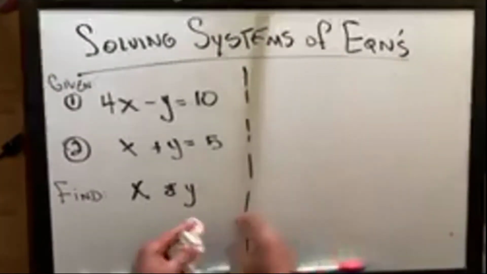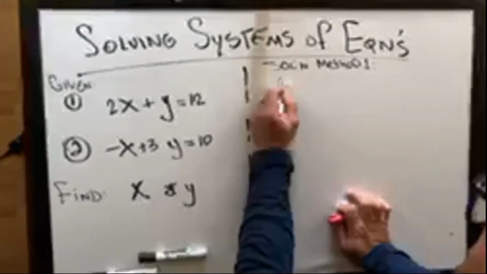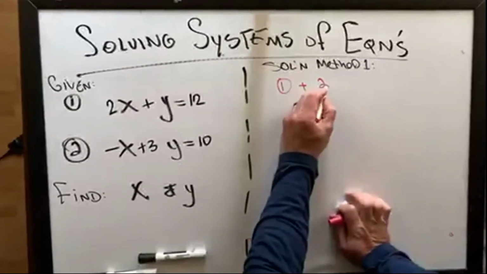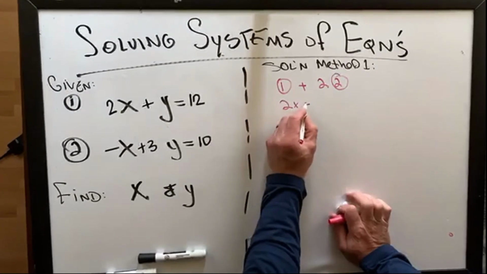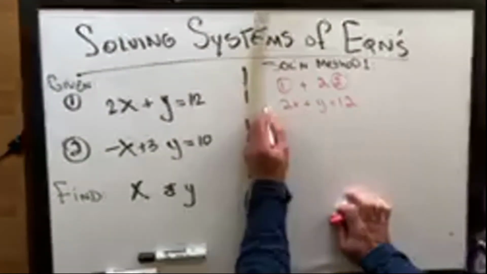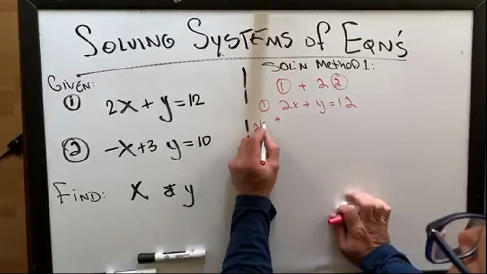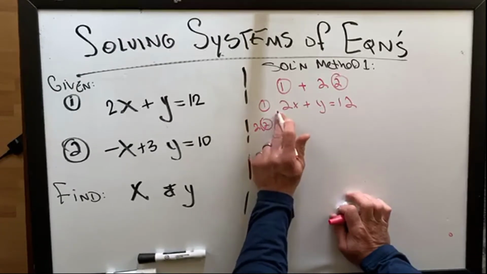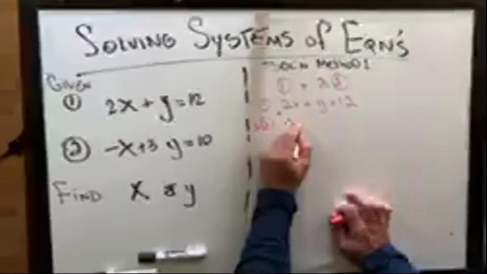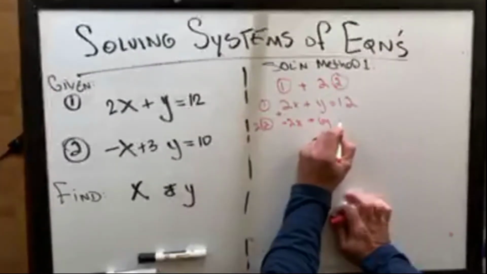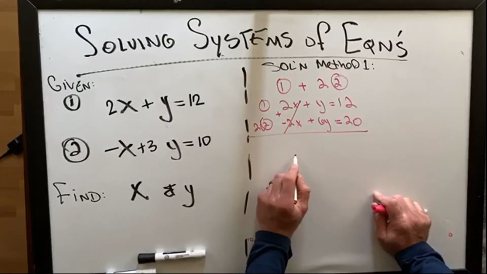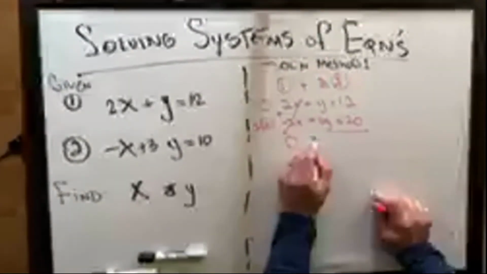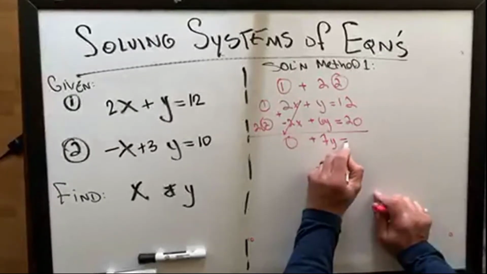So maybe we can change this equation up and do one more, and I'll solve it using the other method. I think I'm going to use method number 1. Take equation number 1 and add it to 2 times equation number 2. Equation number 1 is 2x plus y equals 12, and I want to add that to equation number 2 times 2, which is negative 2x plus 6y equals 20. My x's cancel out. Now I have 7y equals 32.